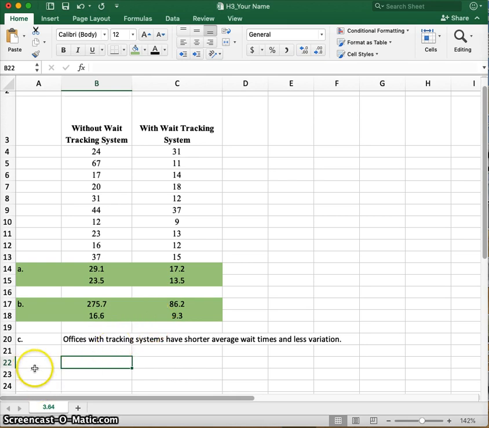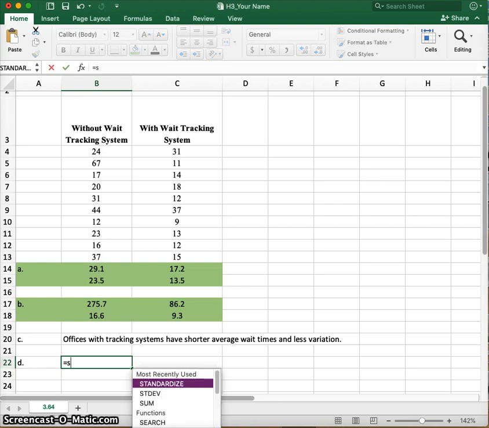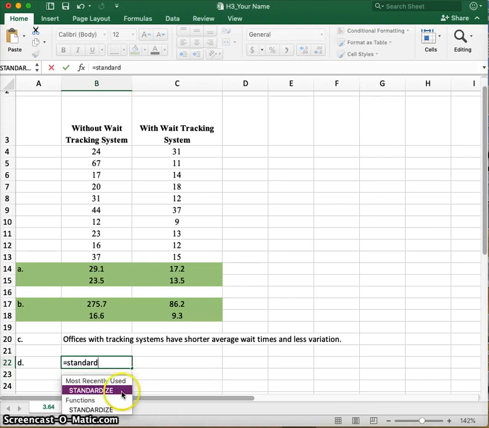Okay, D wants to know what the z-score of this item is. So to find the z-score, we can use the standardize function. So if we click equals standardize, there it is right there, and then it'll tell you what it wants. X is the number that I'm looking for, so that's 37 in this case. The mean is 29.1. See, it says right down here, this is what I'm looking for. X is the unknown. Mean is this number right here.